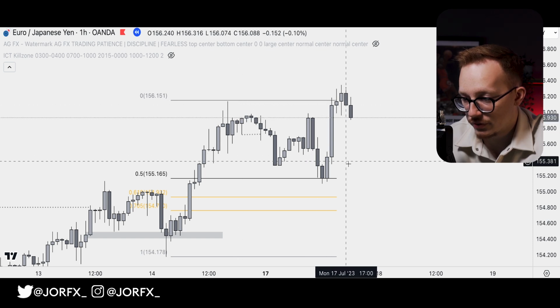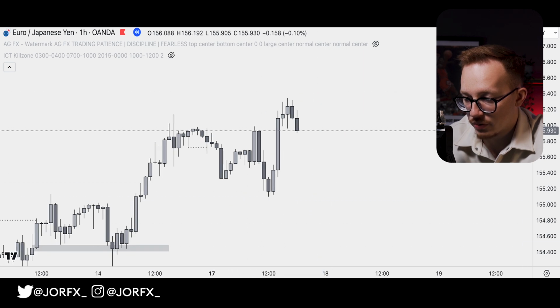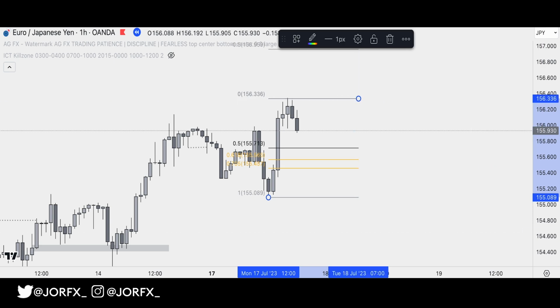As you can see, it did not hit the optimal trade entry, but it did go underneath equilibrium. Now, highs have been broken, so we are adjusting our fib low to high right here.